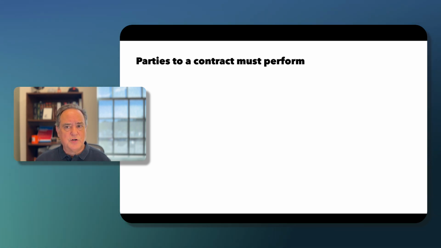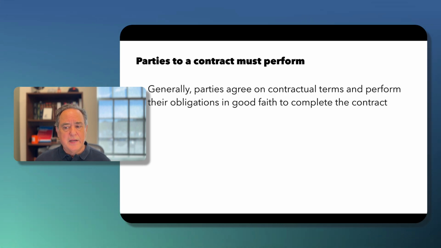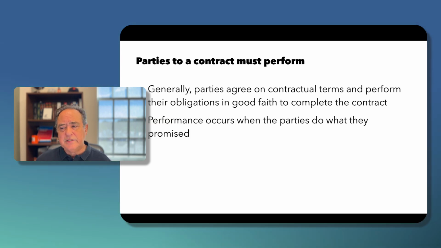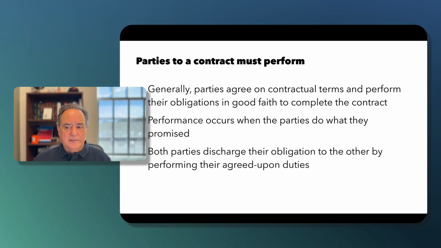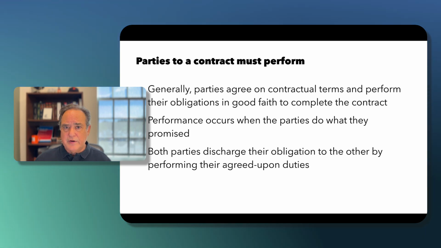Now, parties to a contract must perform. That's what you've agreed to in the contract itself. And generally, the parties agree on the contractual terms, and generally, parties perform their obligations in good faith to complete the contract. This is how most contracts in the world work. Performance occurs when the parties do what they promised. Now, both parties discharge their obligation to the other by performing their agreed upon duties.